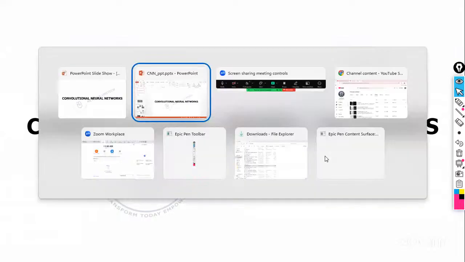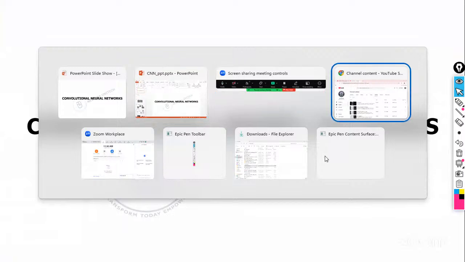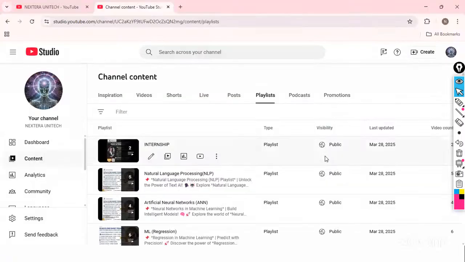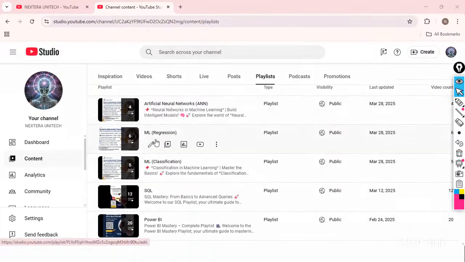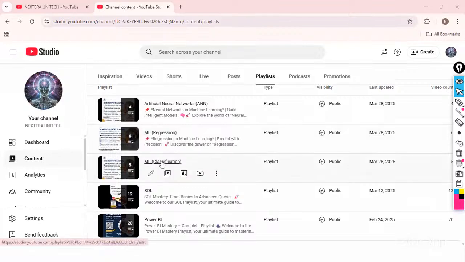So, friends, if you are joining this session for the first time, we already have many playlists on different topics. We have one on NLP, natural language processing. We have a separate playlist. Then we also have a playlist on ANN, artificial neural networks. Then we have playlists on ML classification and regression, both. You see here, this is for ML regression, and the other one is for ML classification.